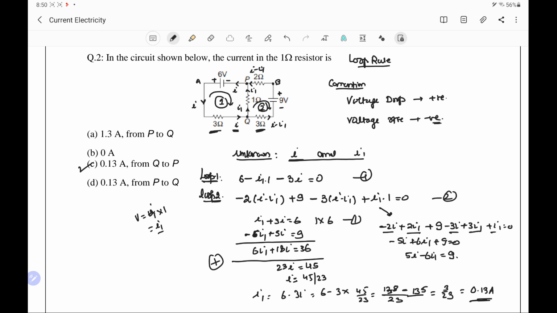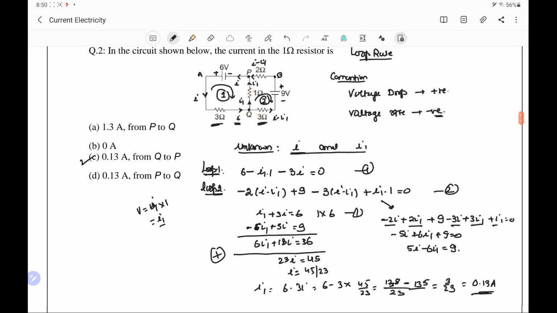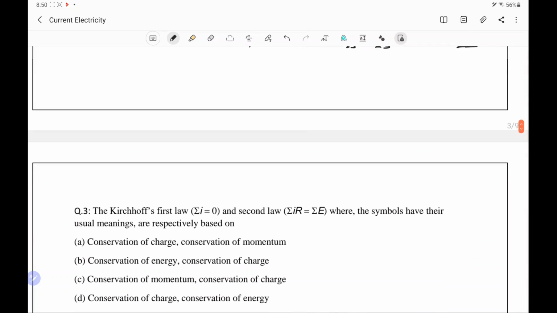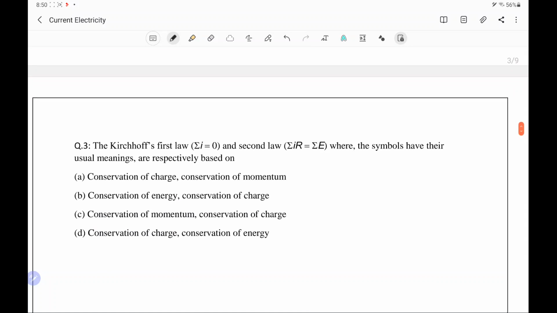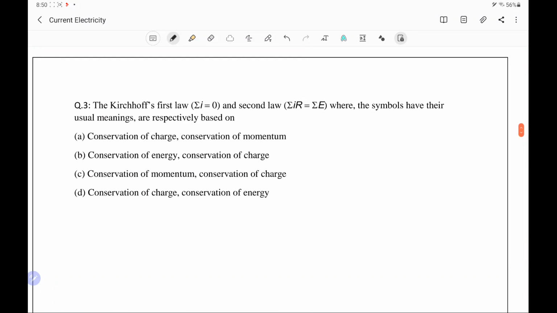In this way, we have solved question number 2 using the junction rule in the first part, and then the same question is solved using the loop rule. Next, we take question number 3. Question number 3 is a conceptual question.